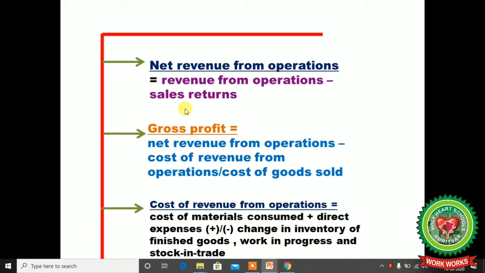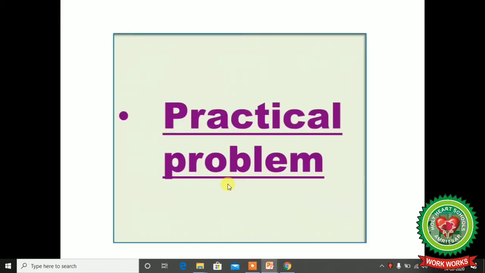Just like in the case of net purchases, with sales it is the same way: deduct the returns, the sales returns. Gross profit is net revenue from operations minus the cost of revenue from operations, or cost of goods sold. Then you have the gross profit. How to compute the cost of revenue from operations? The cost of materials consumed plus direct expenses minus any change in inventory of finished goods, work in progress and stock in trade. So these things are required to find out the gross profit ratio.